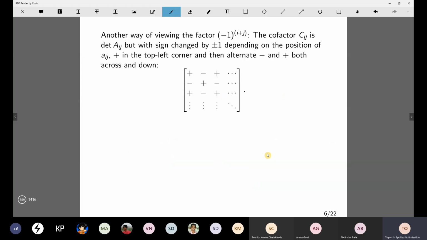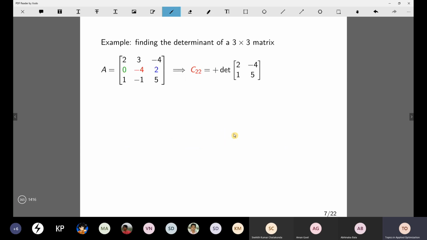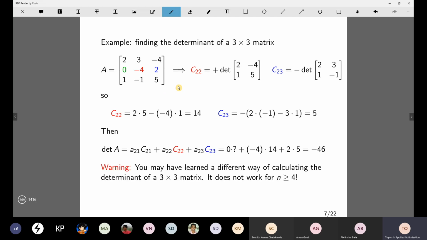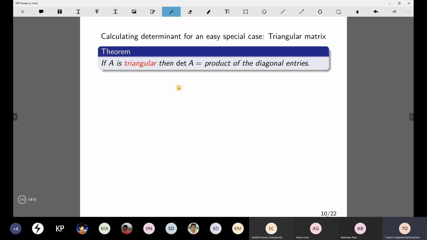So this is something we know. The determinant can now be defined like this: determinant of A is A11 C11 plus A12 C12. I am expanding along the first row, but you can expand along any row or any column. You just have to make sure that the signs of the cofactors are correct. So I believe you can look up these things; I'm not going to do this now.